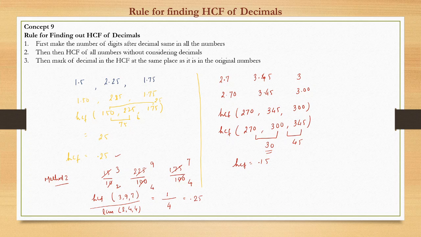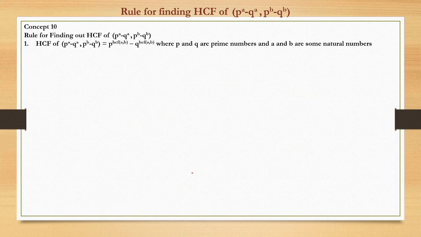If you had not taken it in the simplest form, if you had taken 15 by 10, 225 by 100 and 175 by 100, then the answer may have been different. So it's always prudent to convert the fraction into the simplest form for using this fraction method of finding HCF. Now we'll see another concept.